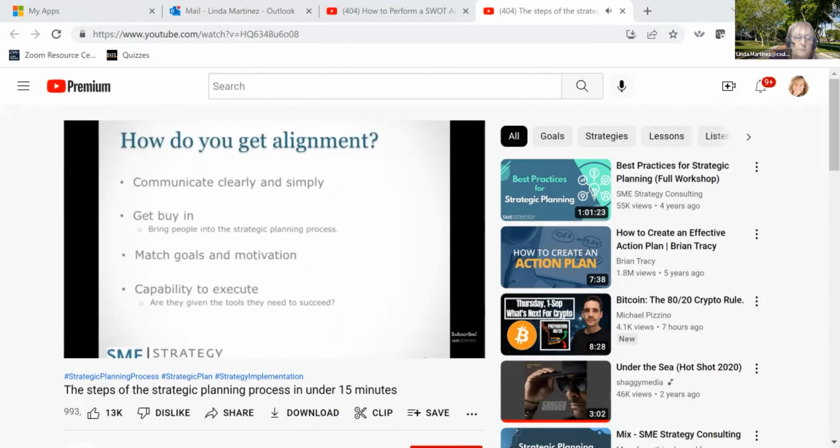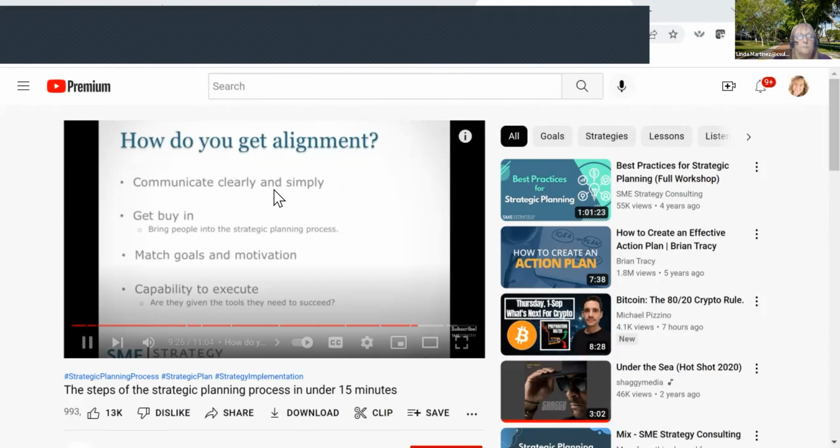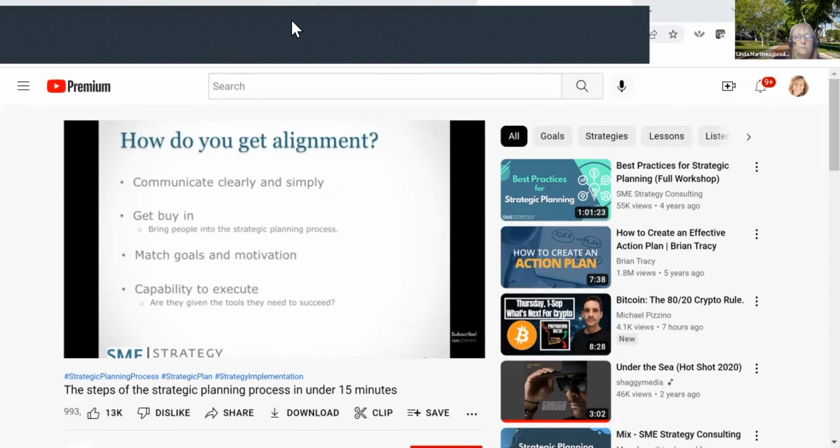How do you get alignment? You've got to communicate clearly and simply. You need to get buy-in, so bring people into the process so they know how they can contribute. You need to match goals and motivation. Think of it from their perspective.